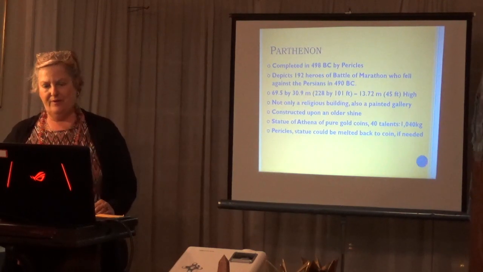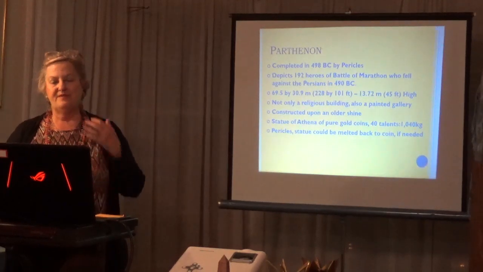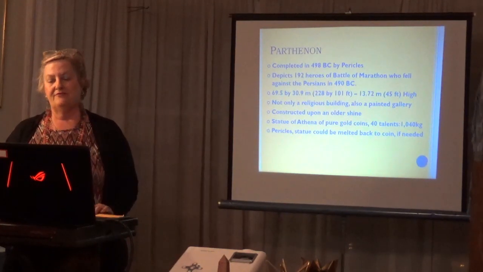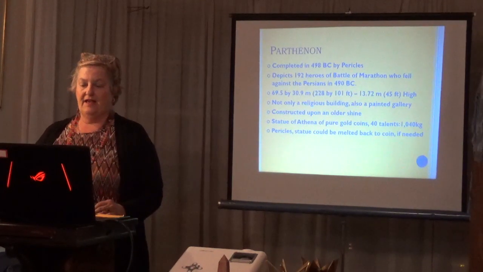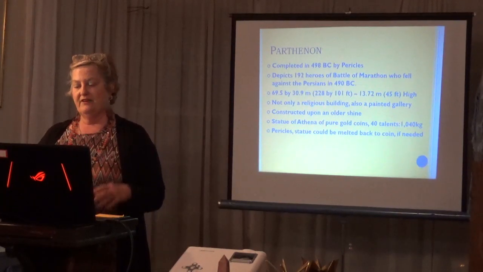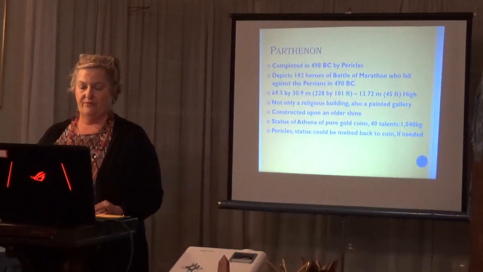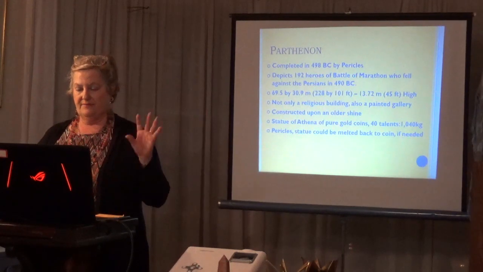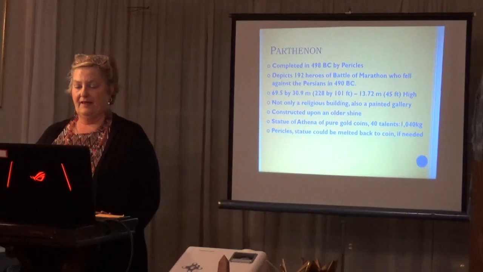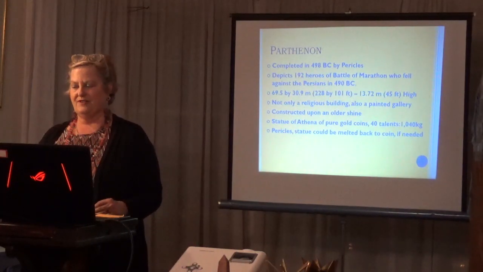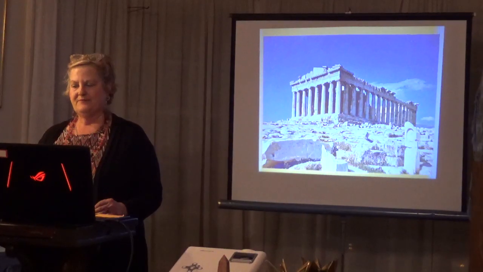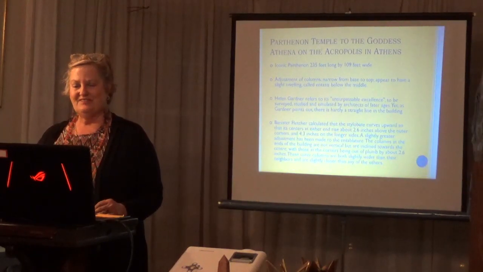And returning to the Parthenon, it was built in 500 BC. It depicts the Battle of Marathon, which was very important, where the Greeks fought against the Persians. And it's not only a religious building. We think of it as being white and kind of marble, but it was very bright and painted. And it had a shrine, a statue of Athena made of pure gold. And Pericles, who was the king, considered it his bank account. Again, this idea that temples were repositories of wealth, where we keep our stash, to be kind of simplistic.